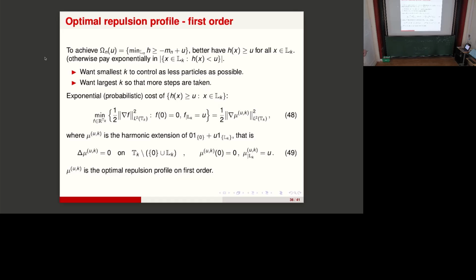Let me rephrase that. There's a trade-off between which generation you want to do this. On one hand, you want to do it as quickly as possible, because in the beginning you have fewer particles than later, so you want to lift them to level u at the smallest possible generation. On the other hand, the more you wait, the more steps are accumulated, and so the variance is larger, and so it's easier to push them above u. So the question is, what's the right k to do it?